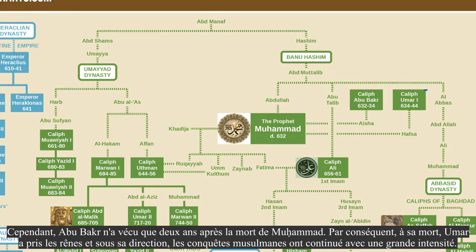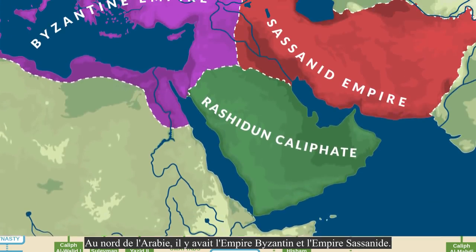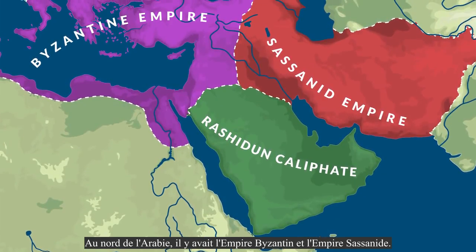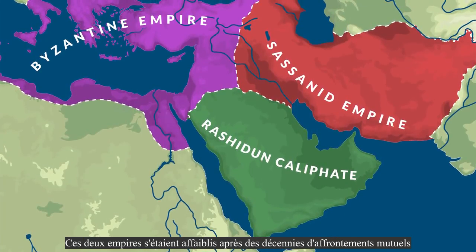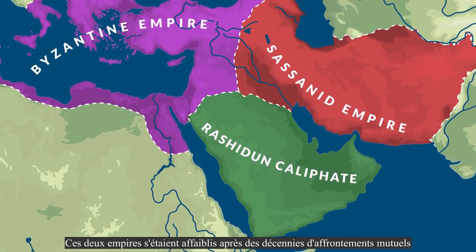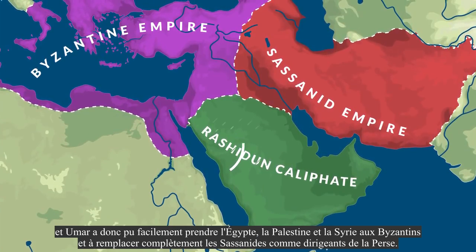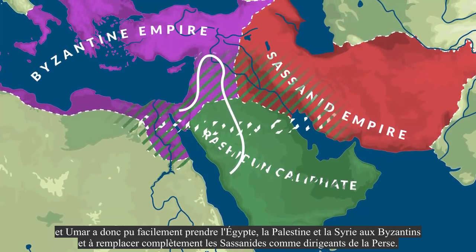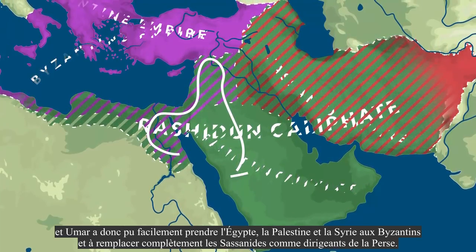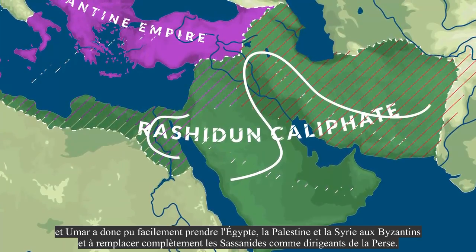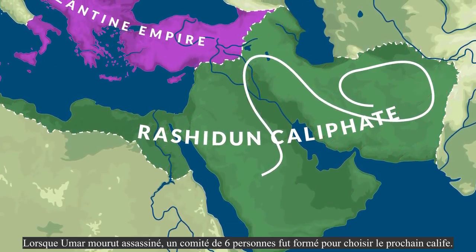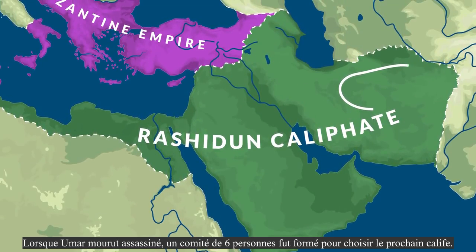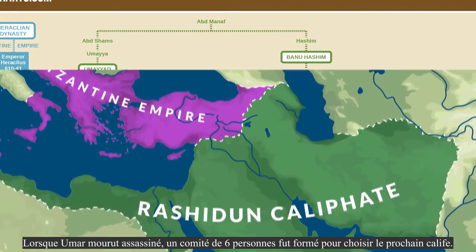Therefore, when he died, Umar took charge, and under Umar, the Muslim conquests continued with great intensity. North of Arabia were the Byzantine Empire and the Sassanid Empire. These two empires had grown weak after decades of fighting each other, and therefore Umar was easily able to capture Egypt, Palestine, and Syria from the Byzantines and completely replace the Sassanids as the rulers of Persia. When Umar died by assassination, a committee of 6 was formed to choose the next caliph.